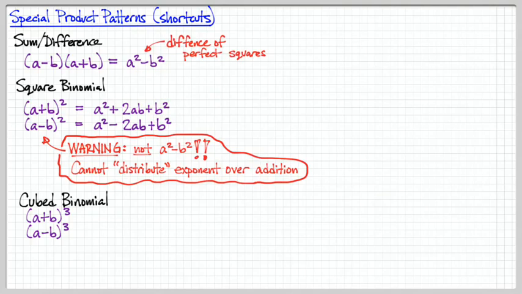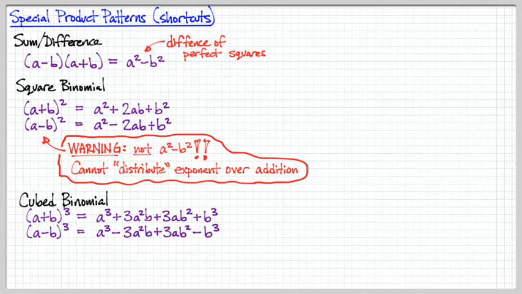Cubed binomial, same thing. This is not equal to a cubed plus b cubed. If you were to multiply it all out, it expands into something like this or like this, and these are shown here. I'm going to show another way later on in another video using Pascal's triangle. These are really good to memorize. This is nice to know. There's a nice little expansion that we can have here.